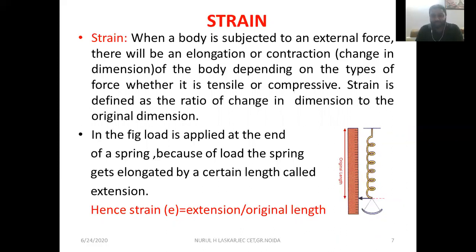Now look at this animation. There is a spring and a load weight is acting at the end of the spring. The spring is fixed at this end. So this is the original length, and after load, the extension is given. So we can say strain is defined as the ratio of change in dimension to the original dimension. So it is a dimensionless number. Hence, from this figure, the strain e is equal to extension divided by original length.